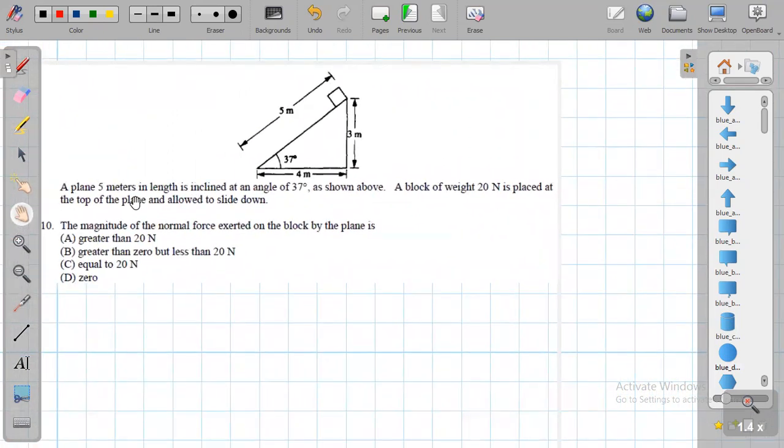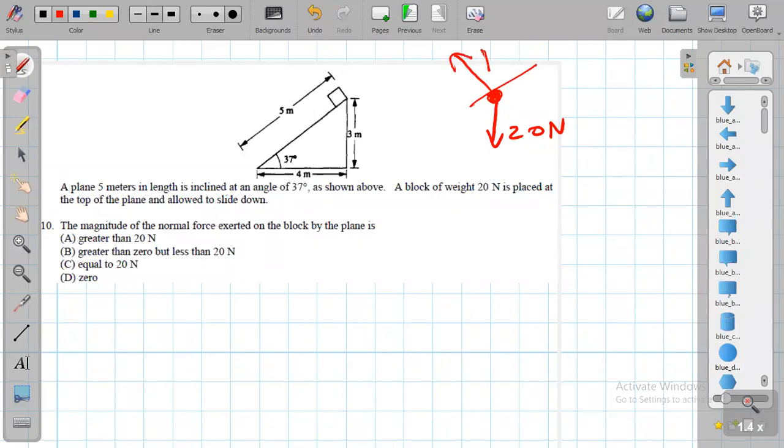A plane 5 meters in length is inclined at an angle of 37 degrees as shown above. A block of weight 20 Newton is placed at the top of the plane and allowed to slide down. This has a weight of, sorry, 20 Newton. The question asks for the magnitude of the normal force exerted on the block by the plane. The normal reaction force.